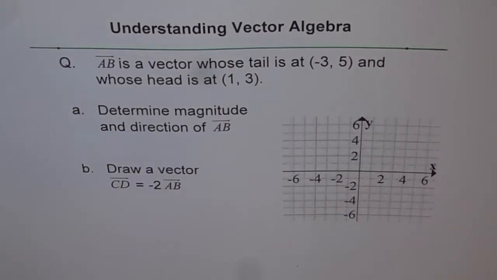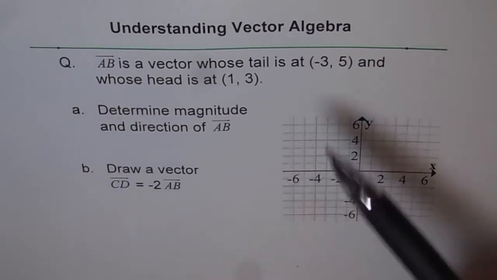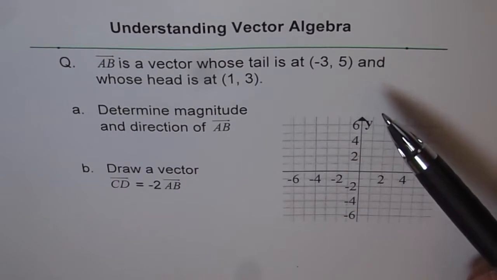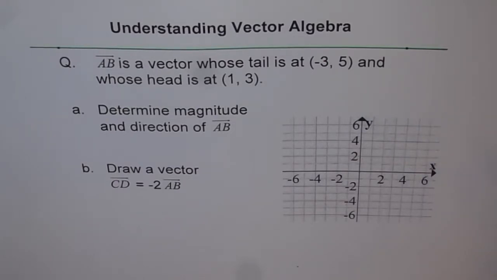Understanding vector algebra. Here is a test problem for you. It's regarding magnitude and direction. The question is, AB is a vector whose tail is at (-3, 5) and whose head is at (1, 3). Determine the magnitude and direction of AB. Draw a vector CD which is equal to -2 times AB.